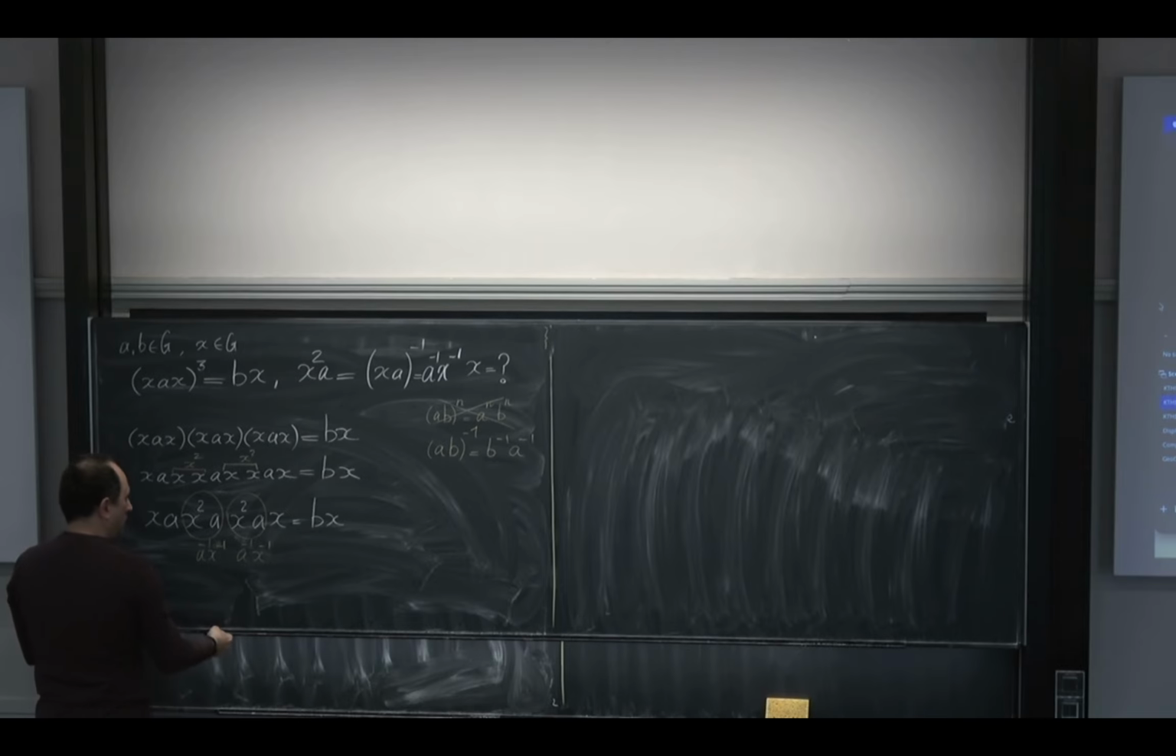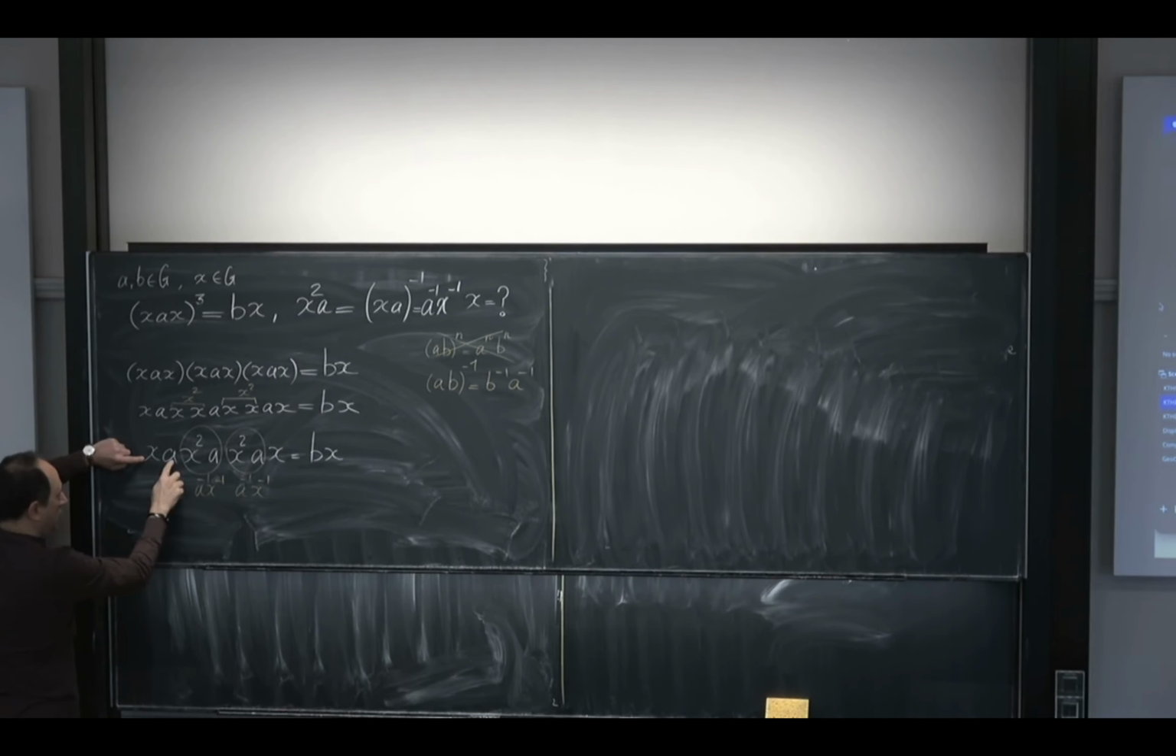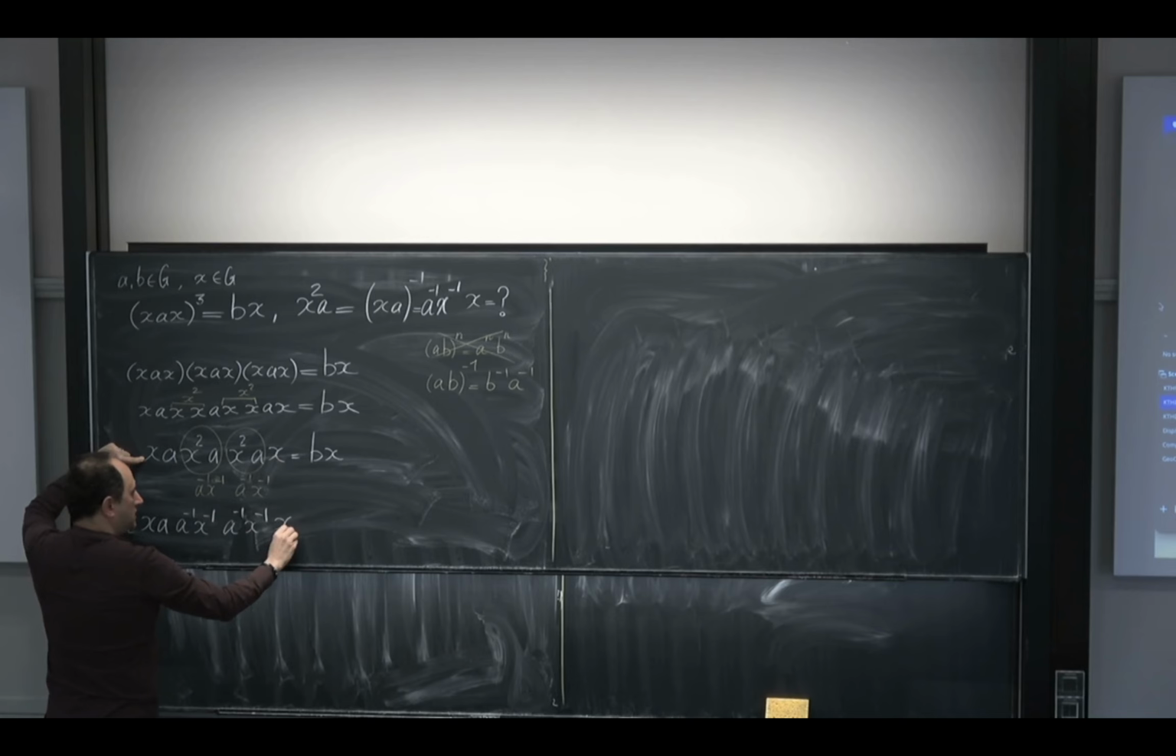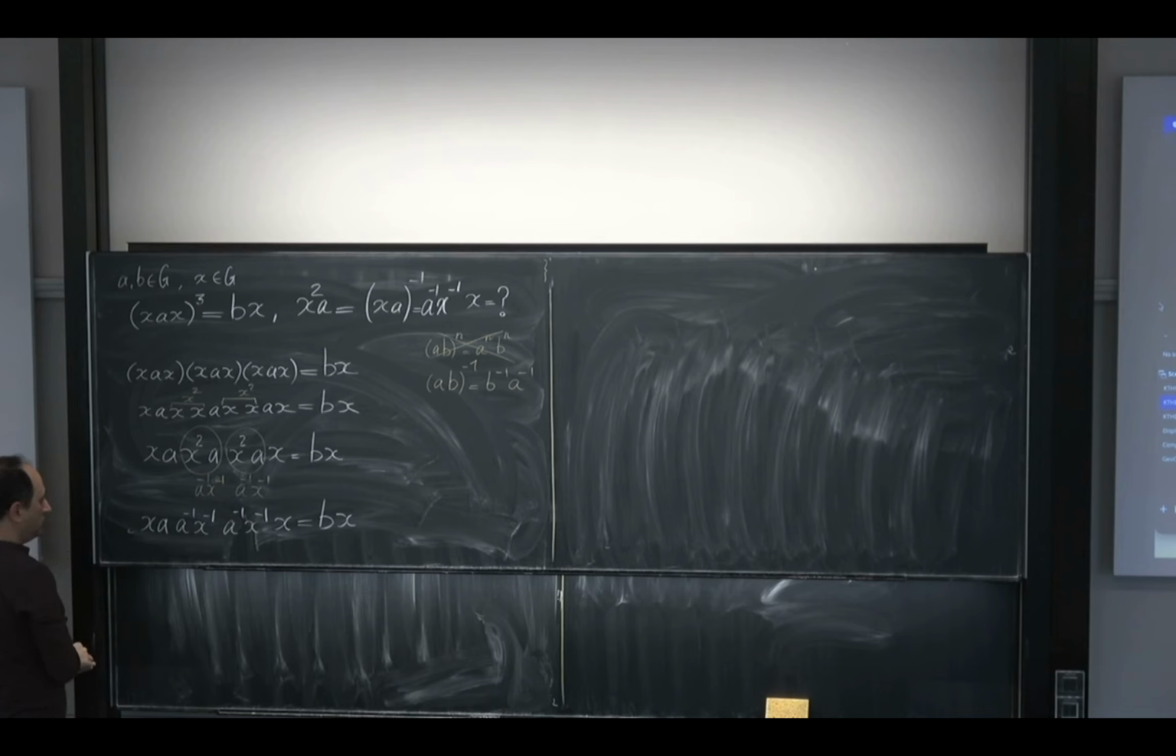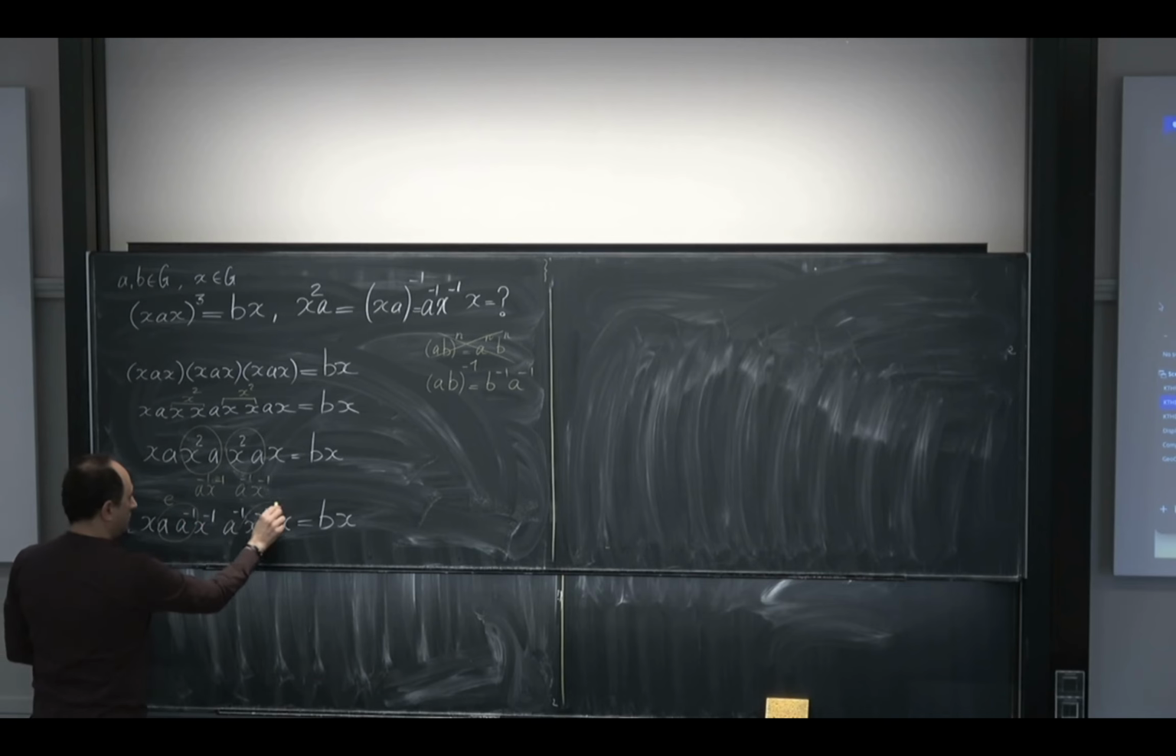Let me put everything in place. I copy and paste XA. Instead of X^2 A, I put A^{-1} X^{-1}. Instead of this other X^2 A, I put A^{-1} X^{-1}. And then I copy and paste this X, and then I have BX. Now what you see is that these two become the identity element, and these two also become the identity element.